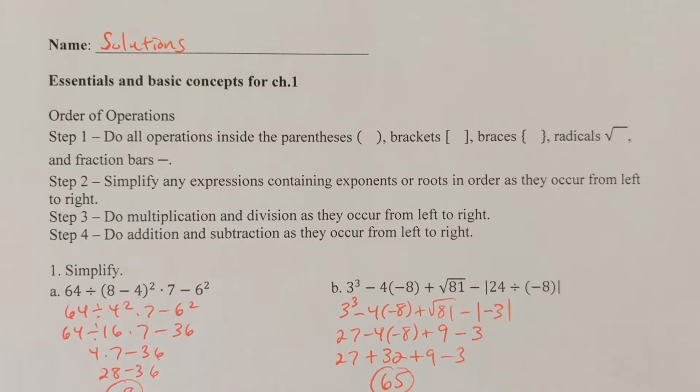So the first thing that we need to know is from Chapter 1. This first worksheet is just essentials and basic concepts for Chapter 1. The first thing is the order of operations. Step 1, do all the operations inside parentheses, brackets, braces, radicals, and fraction bars. Step 2, simplify any expressions containing exponents or roots as they occur from left to right. Step 3, do multiplication and division as they occur from left to right. Step 4, do addition and subtraction as they occur from left to right.